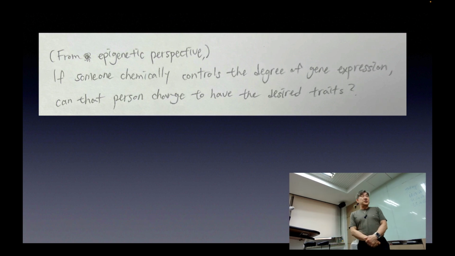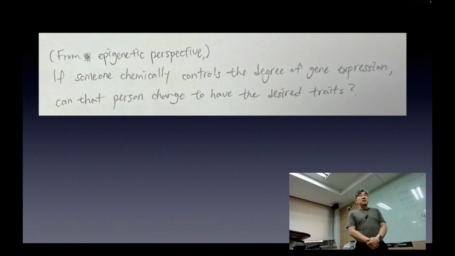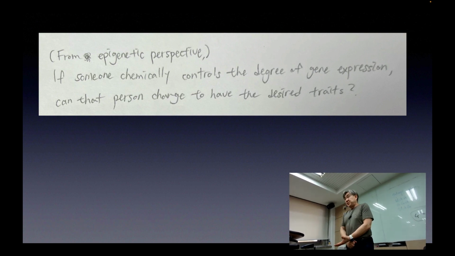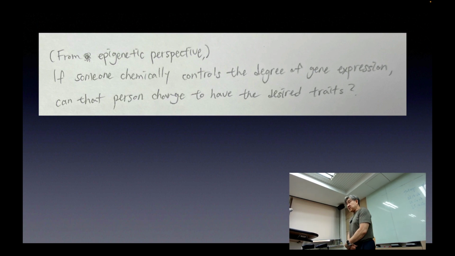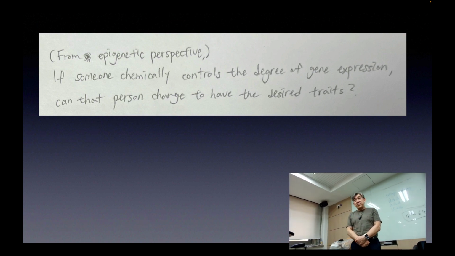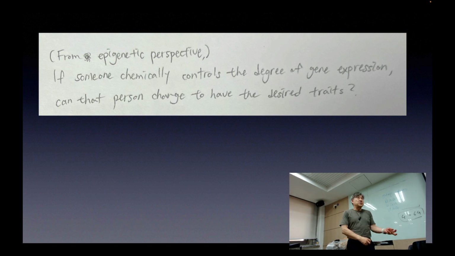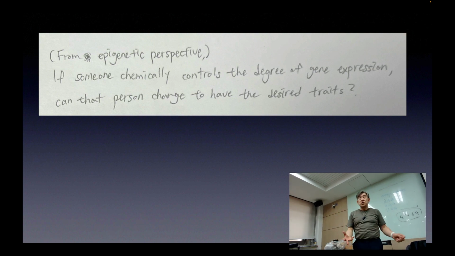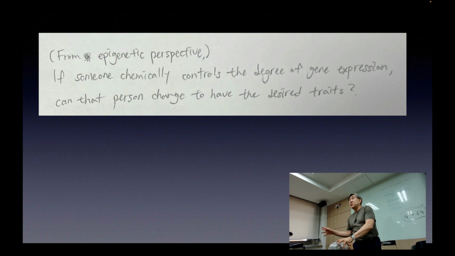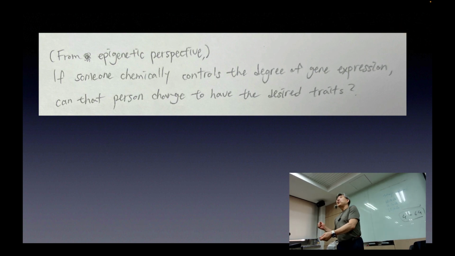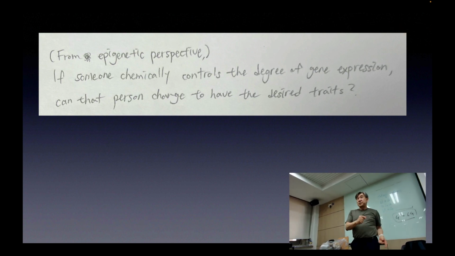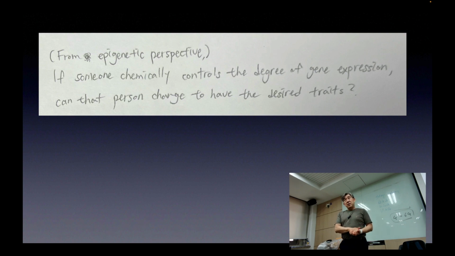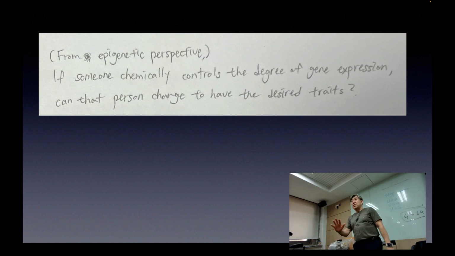Another question regarding epigenetics. If someone chemically controls the degree of gene expression, can that person change to have the desired trait? Yes, theoretically it's possible. Using some chemical or some different modes, you can somehow control at your own will a particular gene's expression level, and you can also monitor or control the effect.